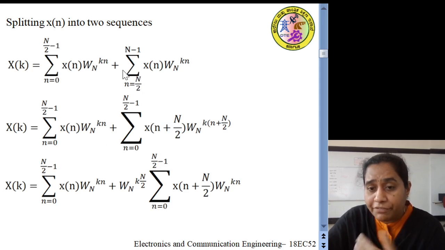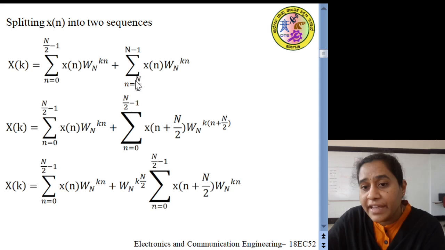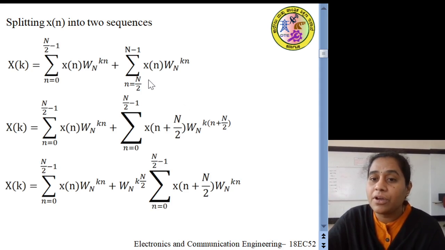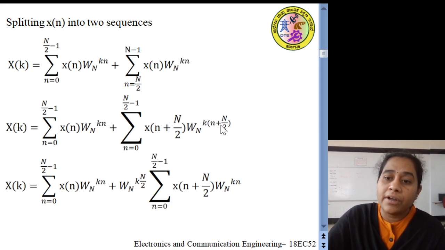Here what we are doing is adjusting the index just by changing the value of n. You can observe here it is N by 2 to N minus 1, but we have rearranged. So n is varying from 0 to N by 2 minus 1. x of n is replaced with x of n plus N by 2. What we are doing exactly is replacing n by n plus N by 2. So x of n plus N by 2 into W_N raised to the power of k into n plus N by 2.